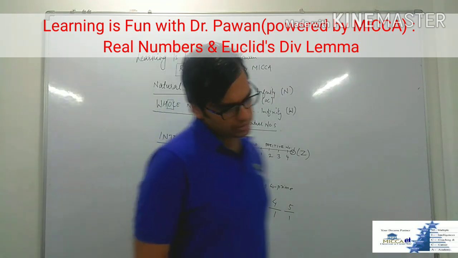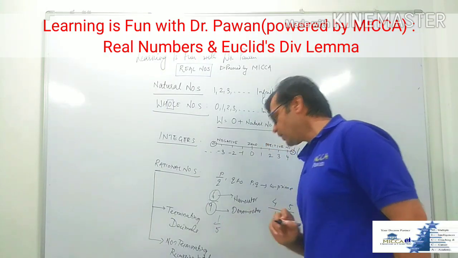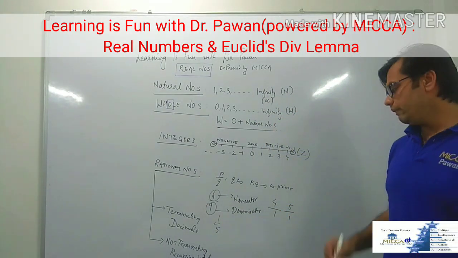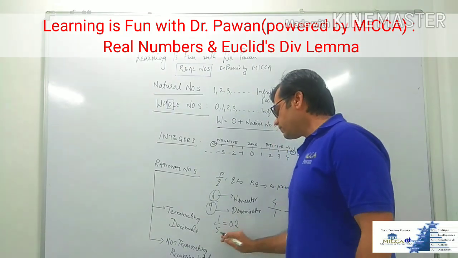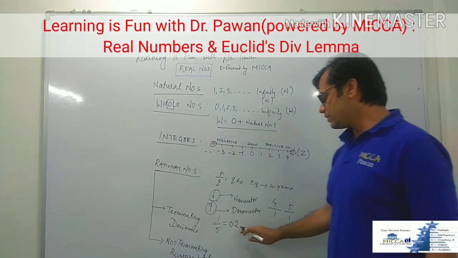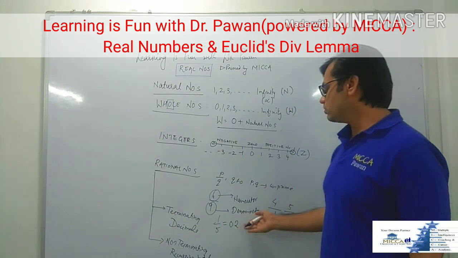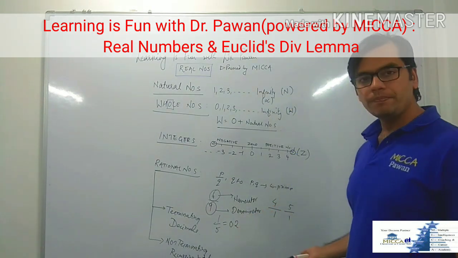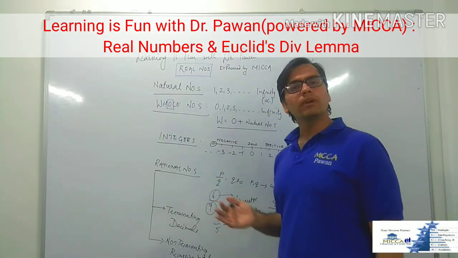So for example, let us take an example of 1 by 5. Okay, so 1 by 5 can be simplified as 0.2, which means if I divide 1 by 5, I'll get 0.2 and this guy here gets terminated, which means I don't have any further numbers. Okay, so this is a terminating decimal, an example of rational number.